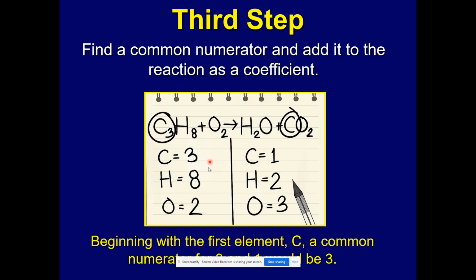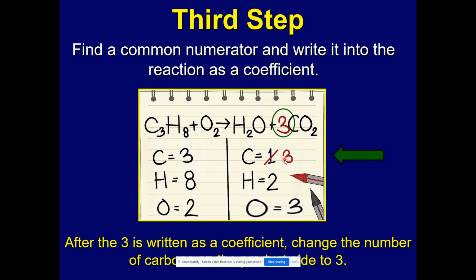All right, so the third step, we're going to find common numerators. So we need these to be equal. If we start off, we have 3 on this side, so we're obviously going to need 3 carbons on this side. What would be a common numerator? Multiply this side by 3, that side by 1, right? So how we do this, we're going to put a 3 as a coefficient up in front of the CO2 on the product side. And then down here, we're going to change that 1 to a 3.